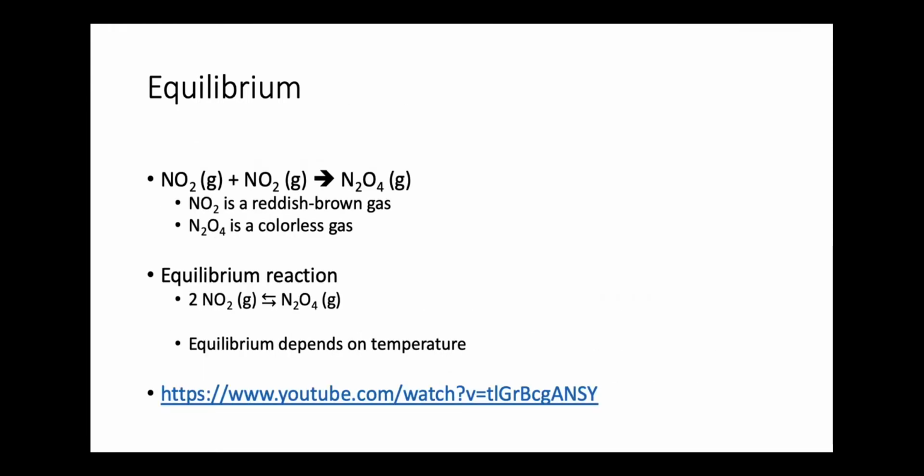So let's have a look at the following reaction. NO2 plus another NO2 gives me N2O4. NO2 is a brown reddish gas, and N2O4 is a colorless gas. In an equilibrium, we have 2 NO2 in equilibrium with N2O4. And the equilibrium depends on the temperature. So again, after this presentation, look at Schoology for the PowerPoint of this. Watch this movie and you see what's going to happen when I place NO2 or N2O4 in ice or in water with a higher temperature. And you see the equilibrium is changing. You can see it in the color of the gas.